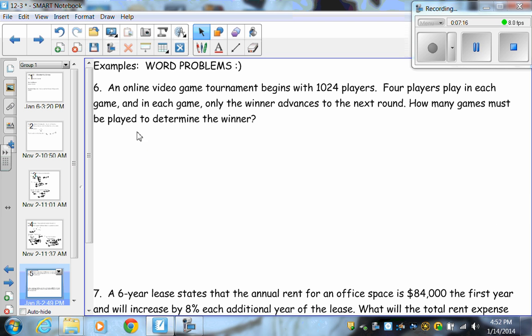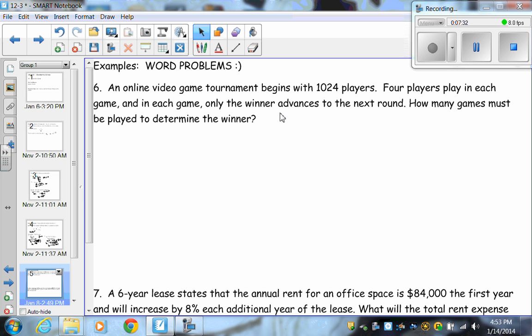Let's look at some word problems. It says an online video game tournament begins with 1,024 players. 4 players play in each game, and in each game only one winner advances to the next round. How many games must be played to determine the winner?